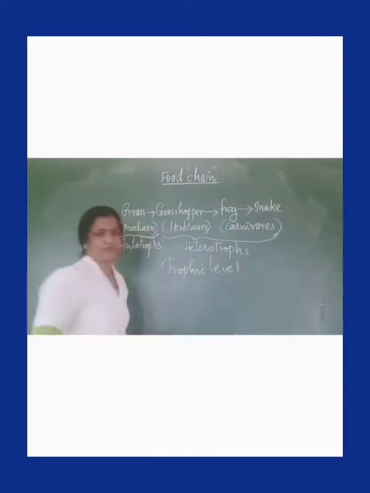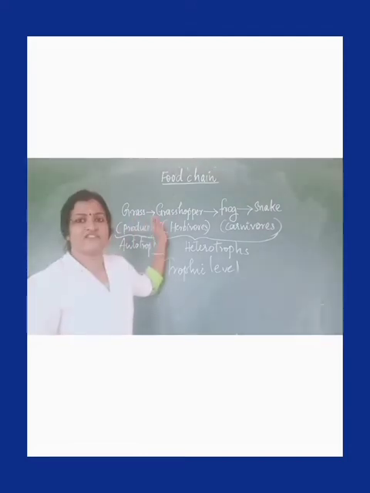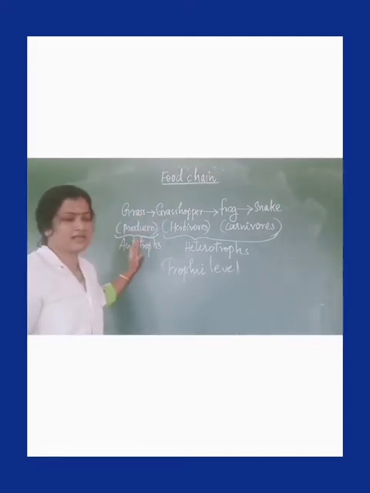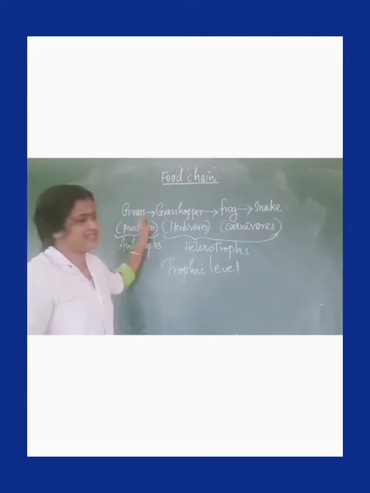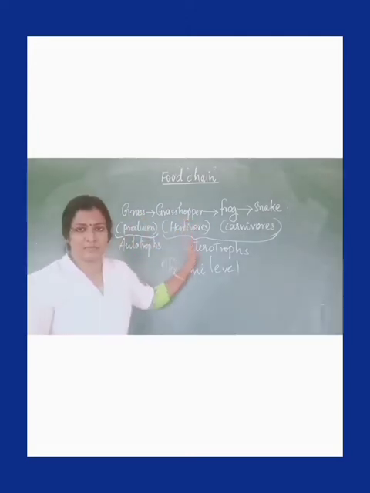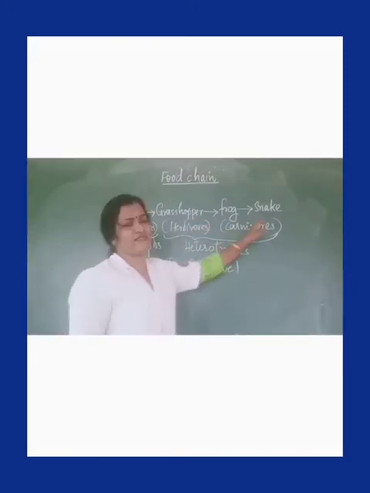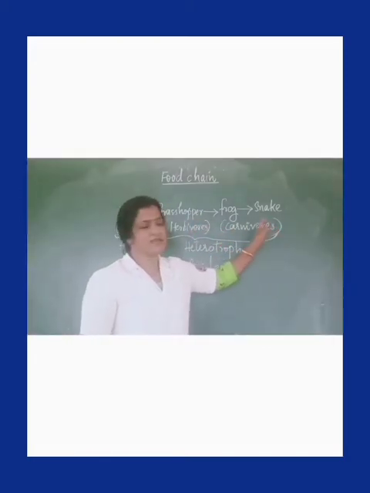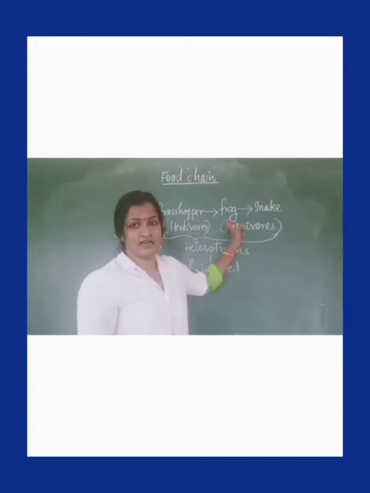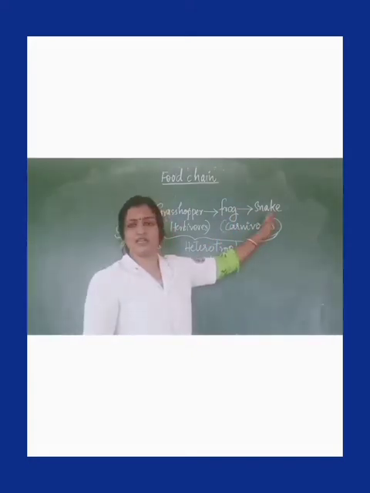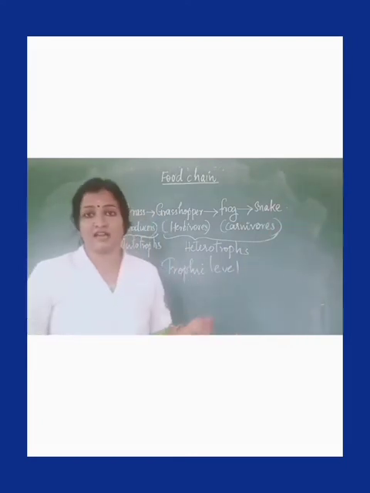So here the first trophic level is a producer, that is grass. Then the second trophic level is a herbivore, that is grasshopper. And the third and fourth trophic levels are carnivores, isn't it? The third one is frog and the fourth one is snake. So they are carnivores.